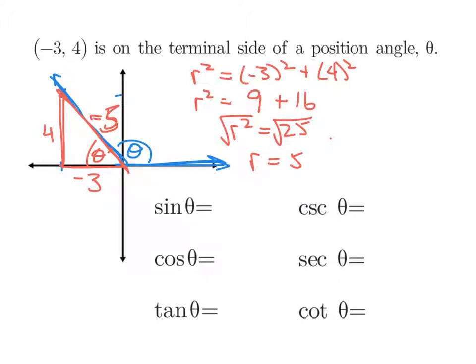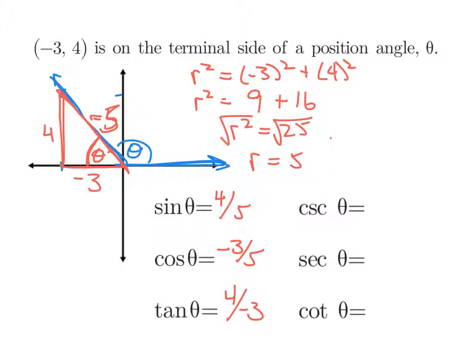Okay. Now that I have my triangle completely filled in, we can use that to identify all 6 of the trig values. So if I want to find the sine of theta, it's going to be the same as the sine of its reference angle. So we go opposite over hypotenuse. Cosine is adjacent over hypotenuse, and tangent is opposite over adjacent.